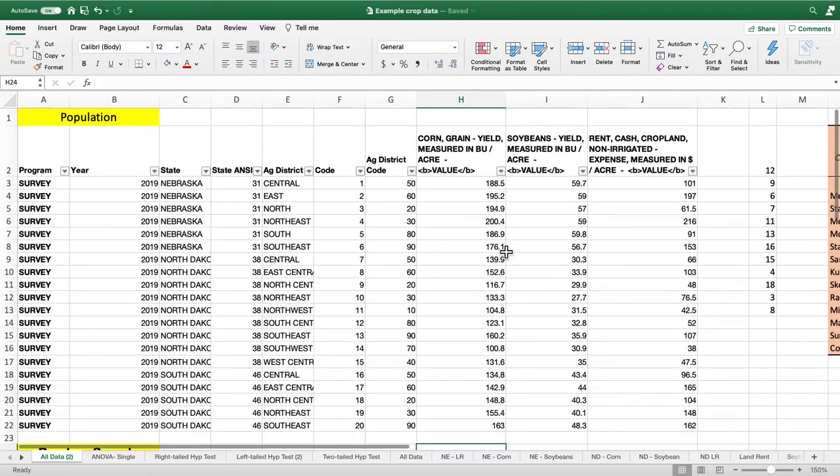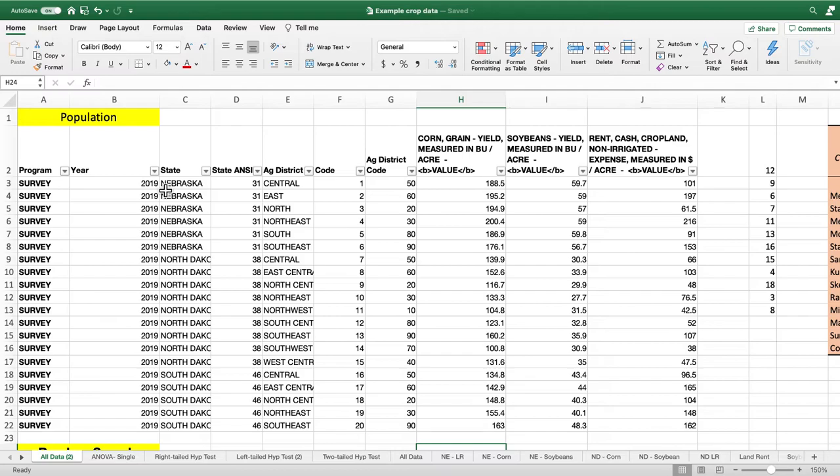Hello everyone. This video is going to show you how to use a one-way ANOVA test, or a single factor ANOVA test, and what the output and the analysis actually tell you. So I'm going back to my crop data that I've collected, and when you use an ANOVA, you typically have some sort of a categorical variable that you're looking at.